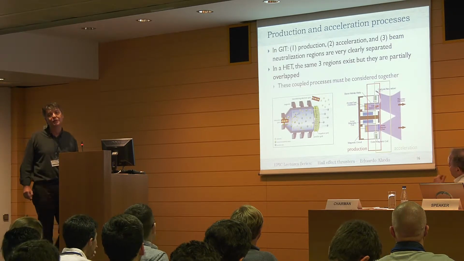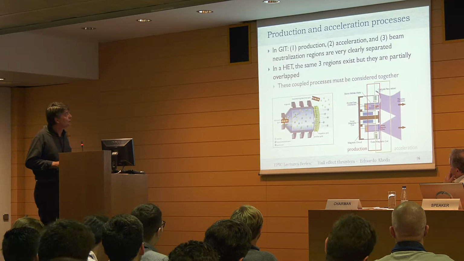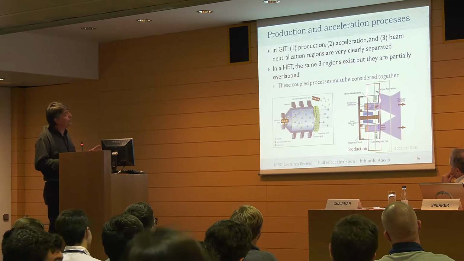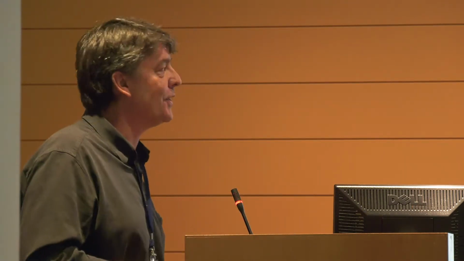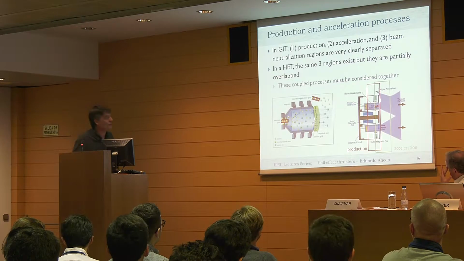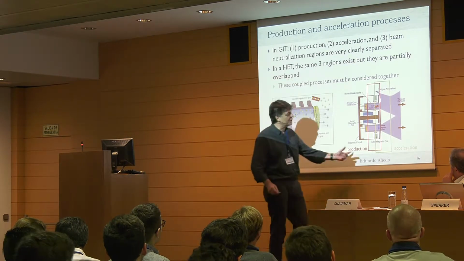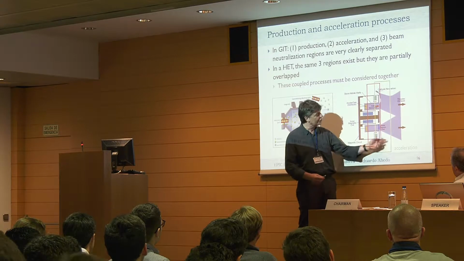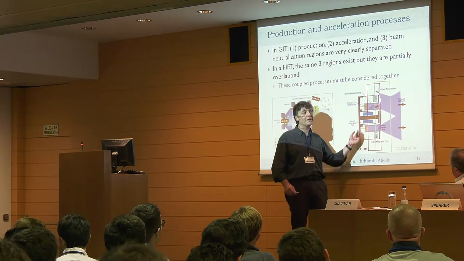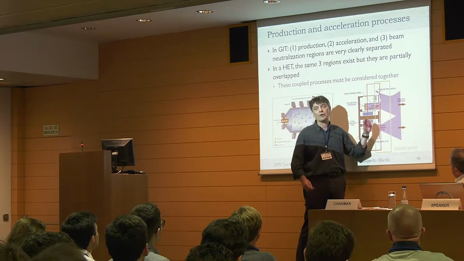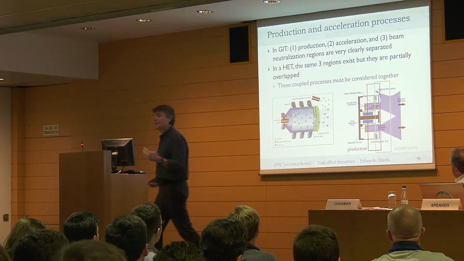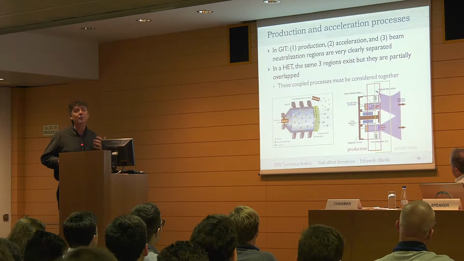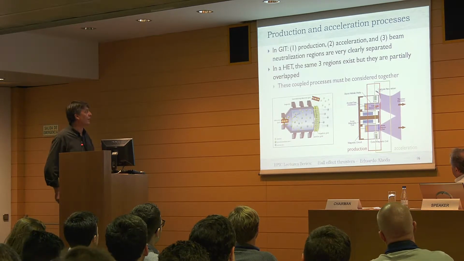I promise to minimize the mathematics here. So the first thing is to compare again with the gridded ion thruster. The gridded ion thruster is quite Cartesian. First we ionize, then we accelerate, and then we neutralize. And the three regions are very well separated. In a Hall thruster it is not the same. The production takes place more or less in this area, but before we can finish the ionization, we are already accelerating, and before finishing the acceleration, we are already neutralizing. So the three processes take place more or less at the same time, and we must study them in a coupled way.